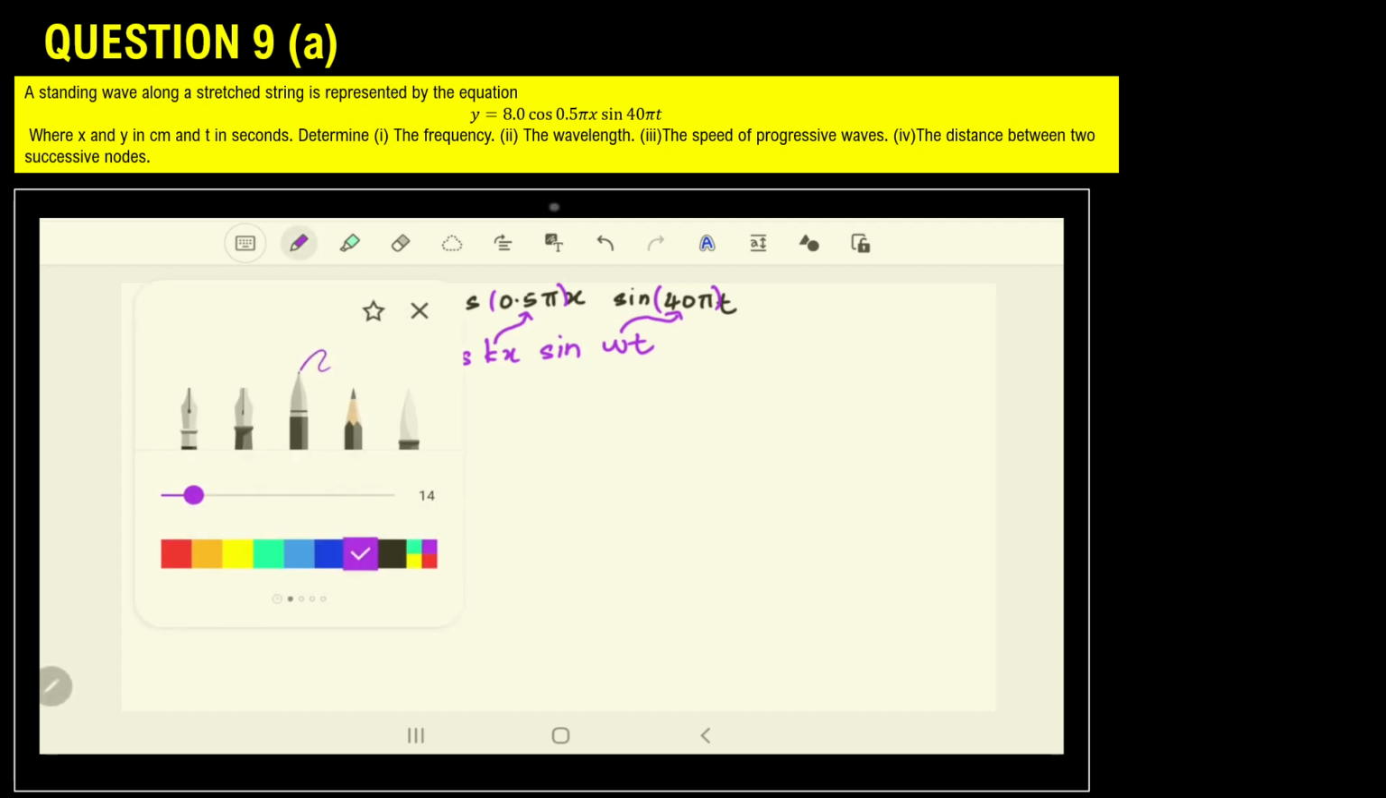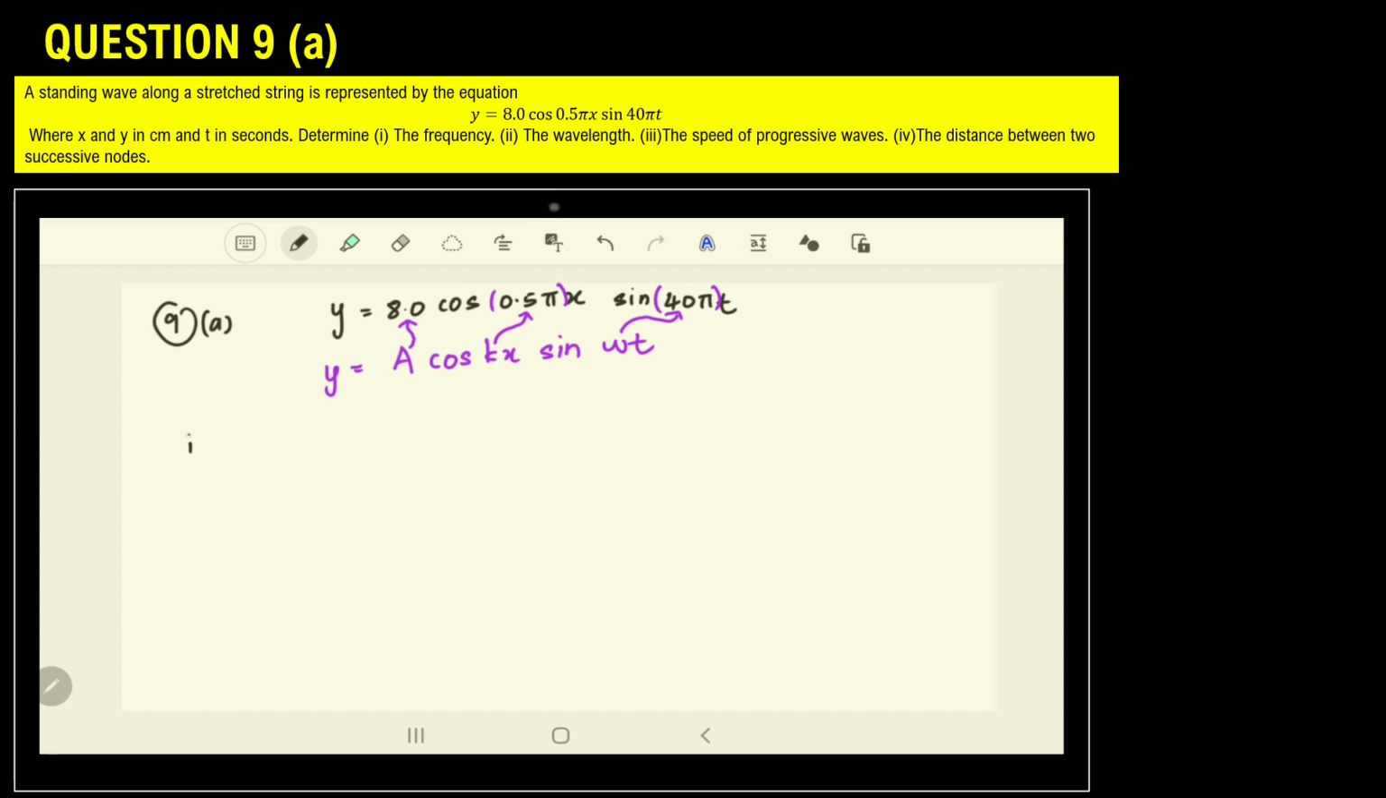Now let's determine the frequency. We want to find what is the frequency. From here we know that omega is equal to 40 pi. Since omega is equal to 2 pi f, frequency is equal to omega over 2 pi, where omega is 40 pi over 2 pi, then the frequency is equal to 20 Hertz.